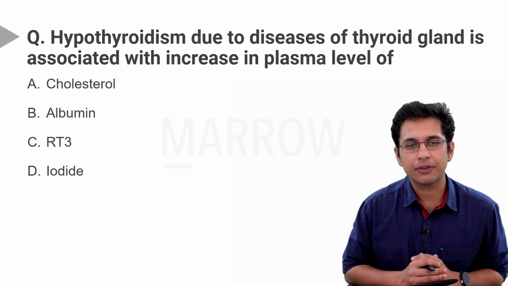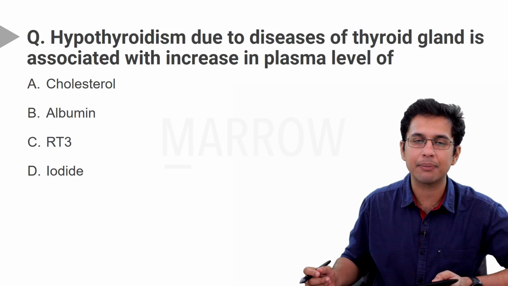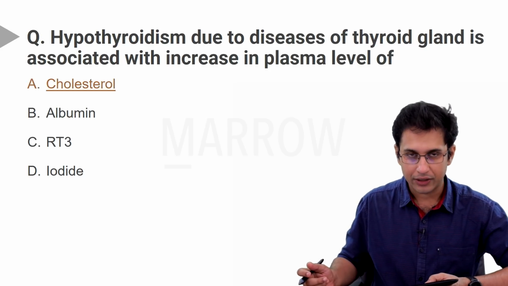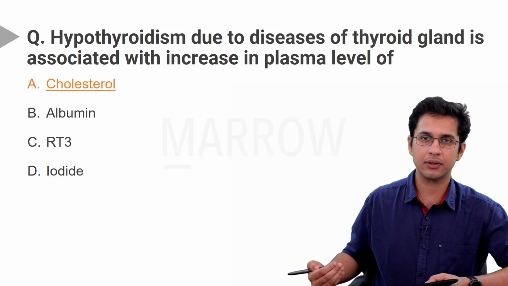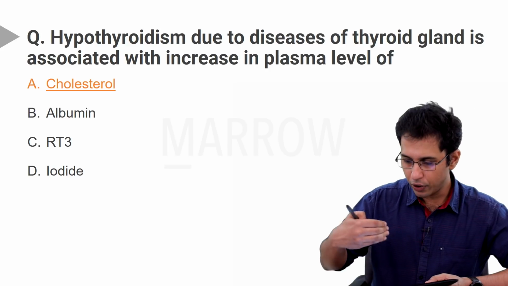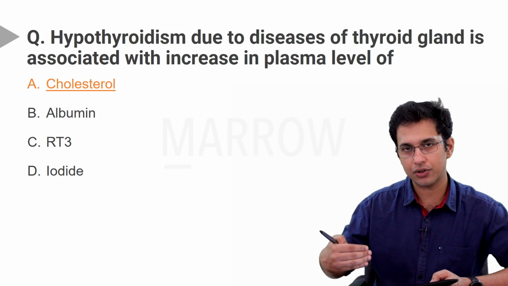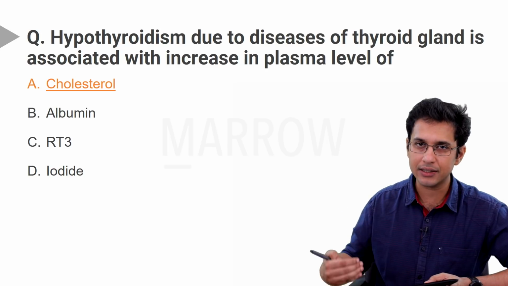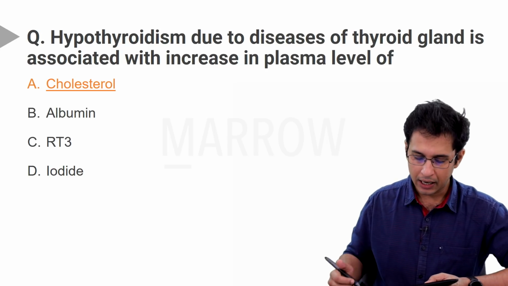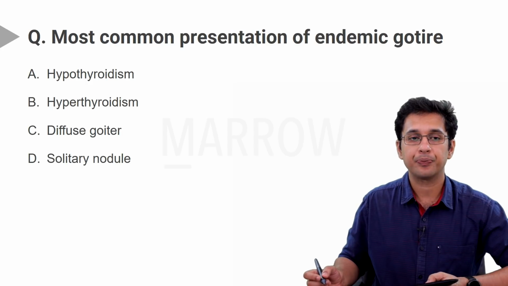Hypothyroidism due to disease of thyroid gland is associated with increase in plasma level of cholesterol. We discussed this point. There is a decreased clearance. That's why this is increased. Thyroid hormones are needed for the clearance of cholesterol metabolites. But when there is low thyroid hormone, there is decreased clearance, which will result in hypercholesterolemia.